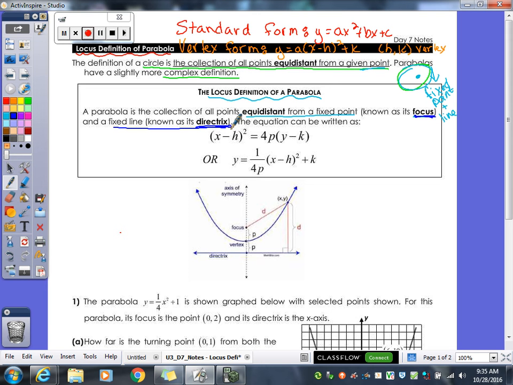So the equation can be written in two ways. You can write it as x minus h squared equals 4p times y minus k. Again, h k is still your vertex. That doesn't change. They still use the same letters for that. Or what they do is they rearrange the formula like this so that y is on its own. So you get y equals 1 over 4p times x minus h squared plus your k. Same formula, just rewritten in a different way. Generally, when we're trying to write our formula, we use this one. That's the one that's most commonly used.